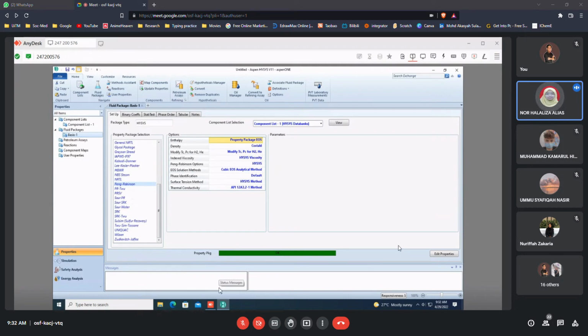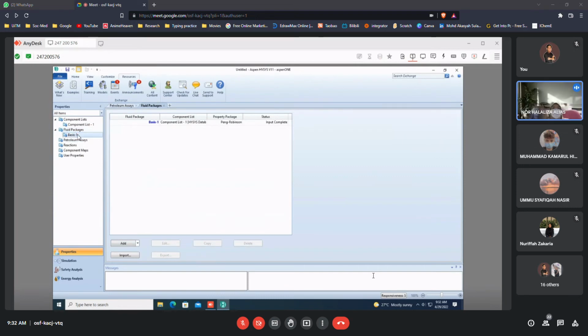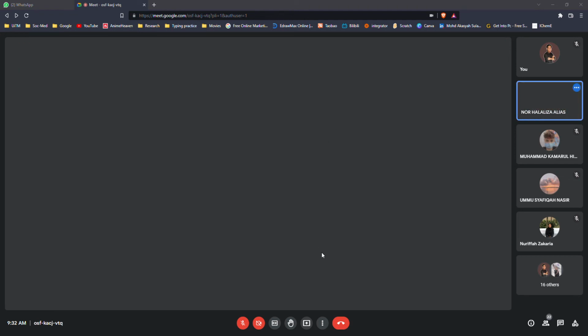Okay, finish second step. Okay, what is the third step class? Lepas converge, you have completed already the component list and also fluid package. Okay, what to do next? Class, what to do next? Go to simulation. Is that right? Yes. Yes. Go to simulation. Macam tadi.